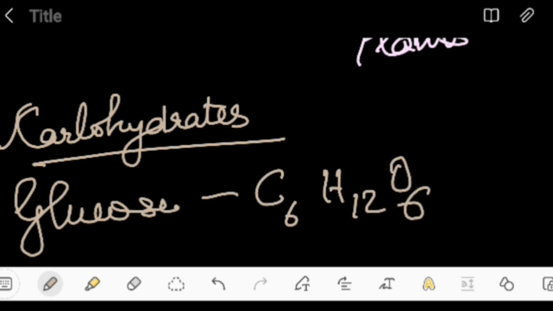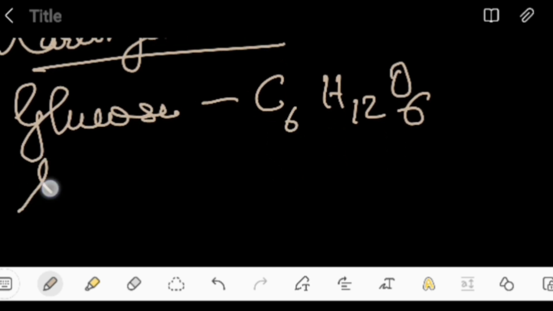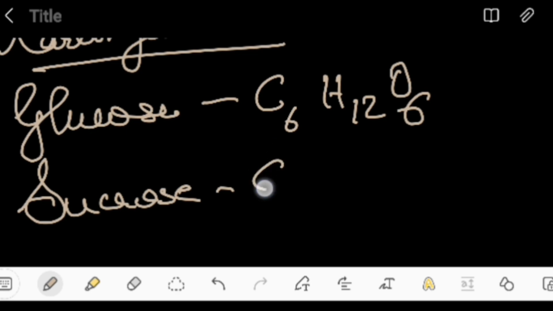C6H12O6. So in a carbohydrate, seeing the formula itself, glucose. One more, just give me the formula of one more carbohydrate, sucrose. C12H22O11, isn't it?